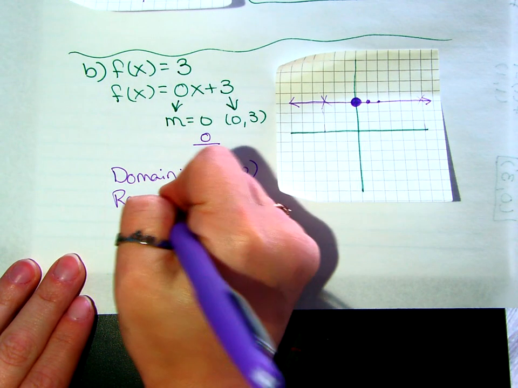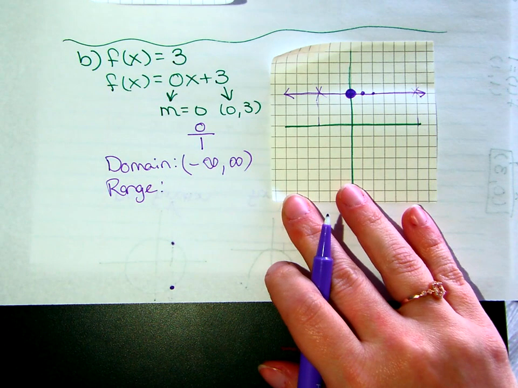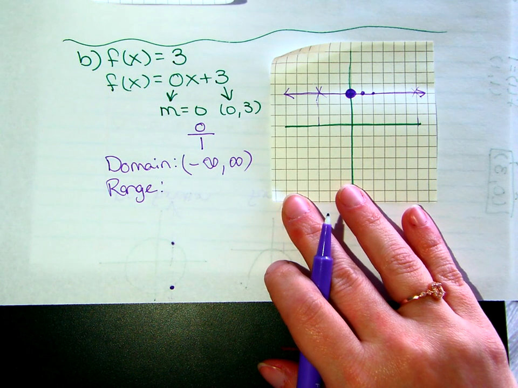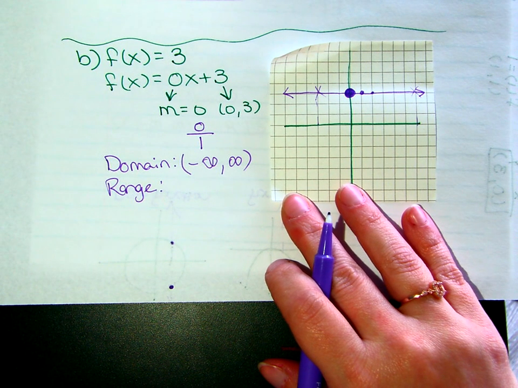My range is the y values. What y value is the only value I hit in this entire line? 3. I'm never going to hit 4. I'm never going to hit 0. I don't have any other number that I will ever hit, ever.